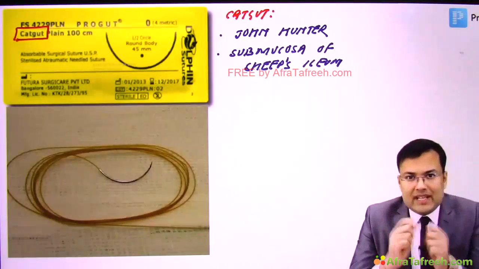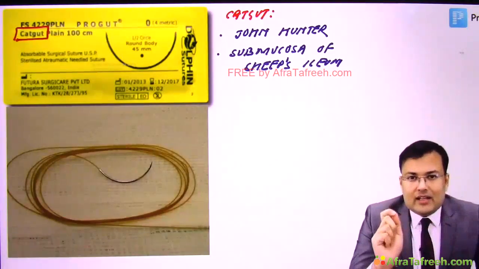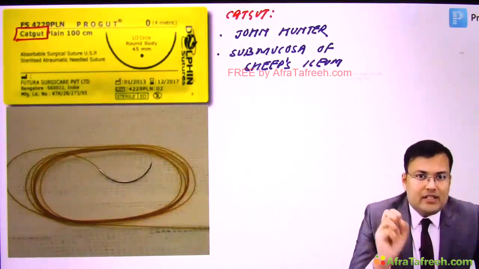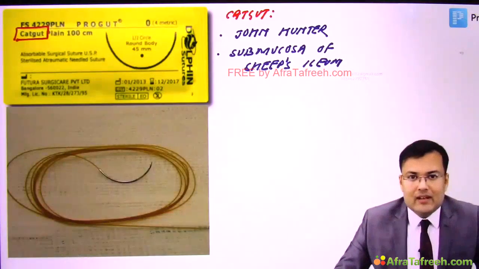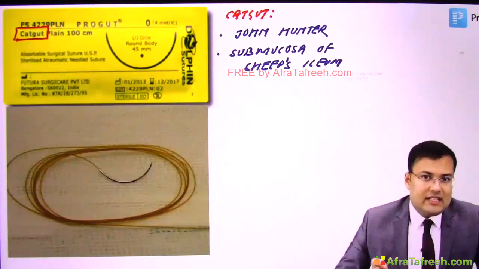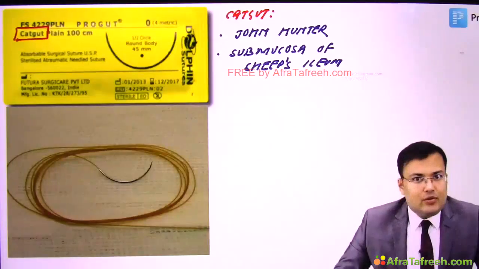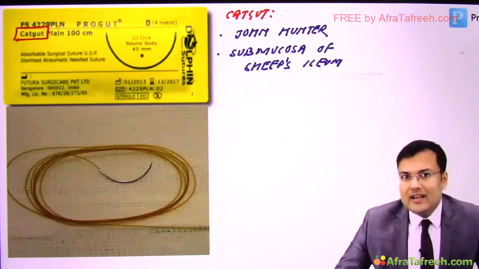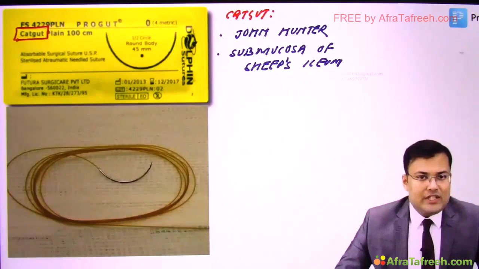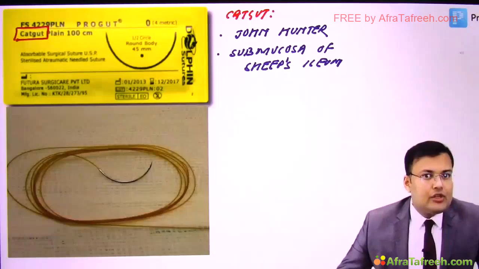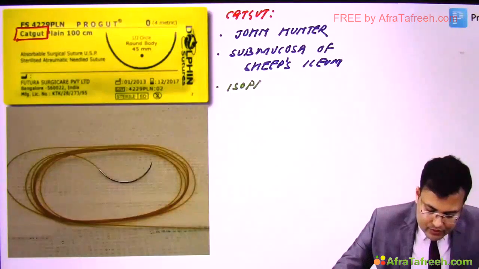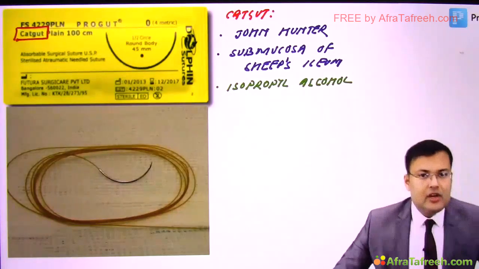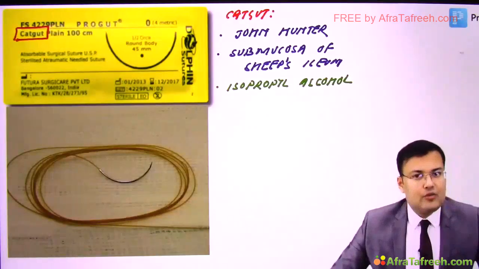And if you have opened catgut in the OT, you have noticed that there is a fluid or liquid in which this catgut is immersed. So it has a preservative solution, having a good smell. So why is there a preservative solution? Because it is a natural absorbable suture. If no preservative is there, it will be degraded by bacteria. So question, what is that preservative solution used? It is isopropyl alcohol. Clear? This is a frequently asked question.